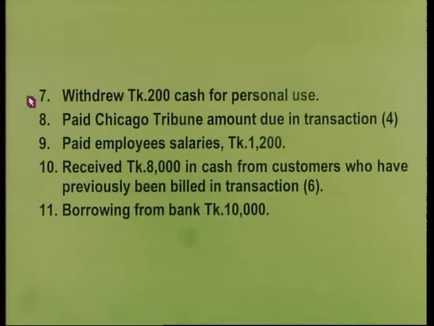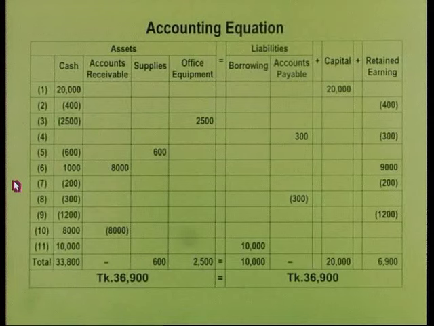Transaction number 7, withdrew taka 200 cash for personal use. In this case, there is a cash outflow of 200 taka. So this 200 taka has been shown in the cash column within parentheses. This is a negative figure. The same way, drawing or dividend will decrease the retained earning. So the same amount will affect the retained earning column and the retained earning has been decreased by 200 taka.